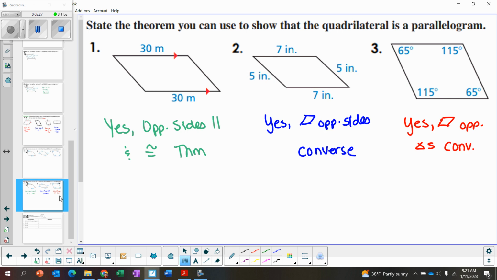All right, so one was yes, the opposite sides parallel and congruent theorem. Number two was yes, the parallelogram opposite sides converse. And three was yes, the parallelogram opposite angles converse. We also could have said yes because one pair is parallel and congruent. Yes, because both pairs of opposite sides are congruent. And yes, because both pairs of opposite angles are congruent.